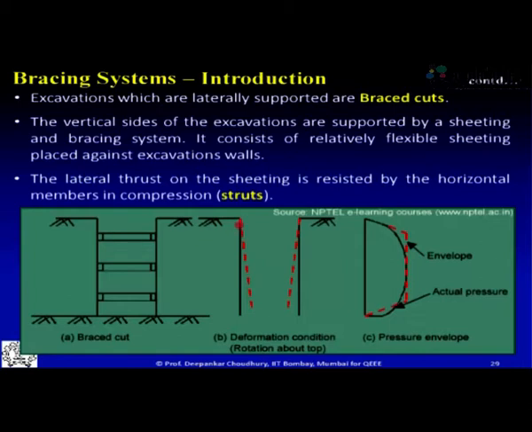Now what will happen if you provide the diaphragm wall without any kind of support? It will try to get deflected like this, because as you go deeper, the earth pressure will increase, because deeper the depth, pressure intensity increases. So it will try to come inside and finally it will collapse. To avoid that, you provide some kind of lateral support at certain distances like this, as shown in this picture, which are known as struts. These struts are nothing but horizontal members which are in compression.